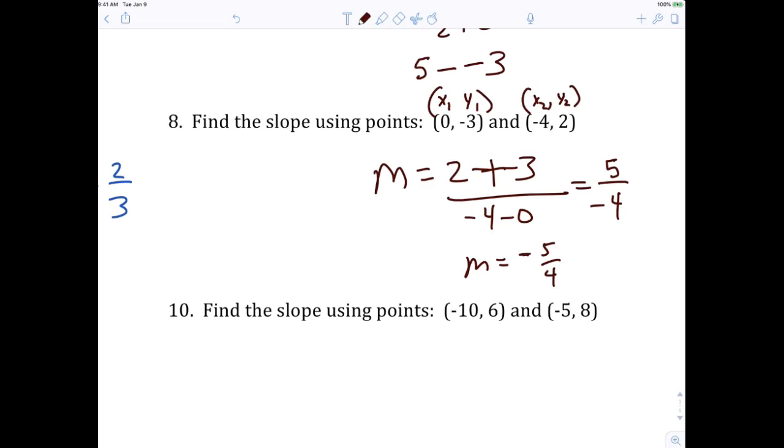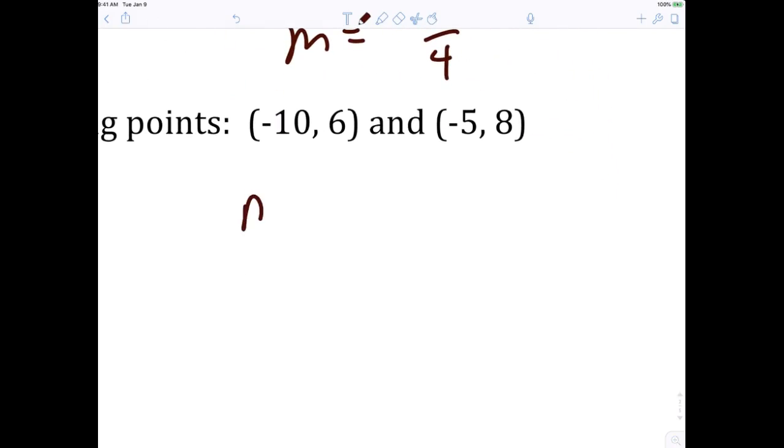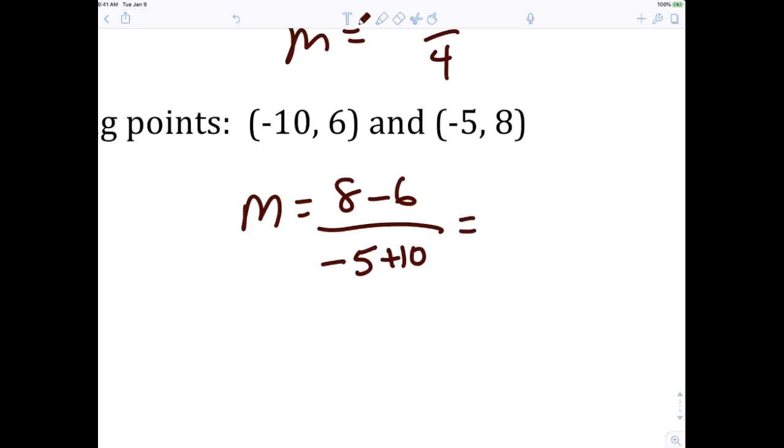No. All right, Thomas, help me out, buddy. You're up now. Come on. So it's 8 minus 6 over negative 5 plus 10. Wow, good job, Thomas. Thank you. Equals 2 over 5. You're awesome, buddy. Thank you very much. 2 over 5. Very good.